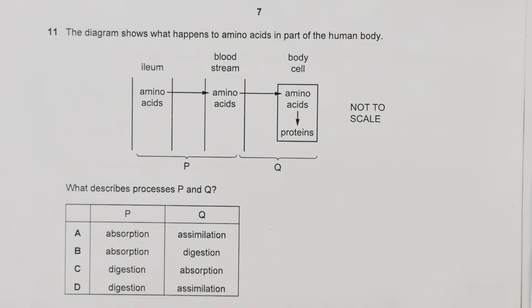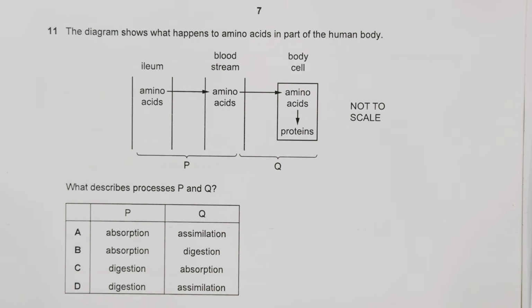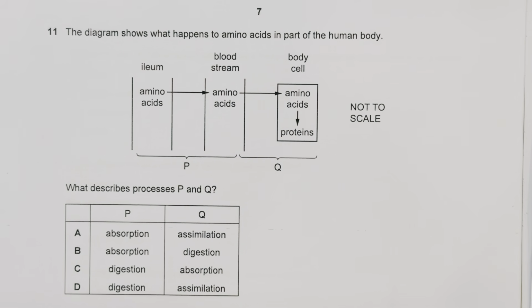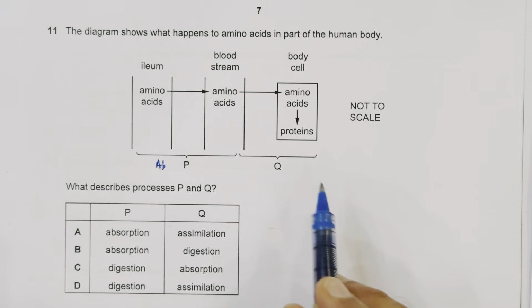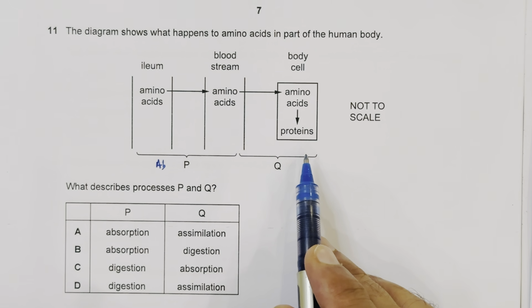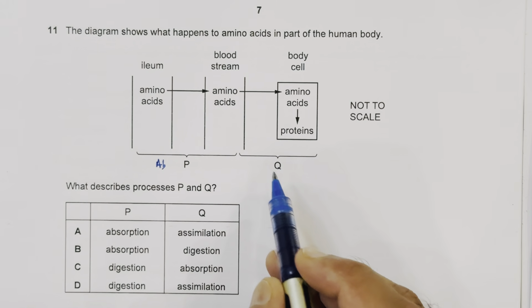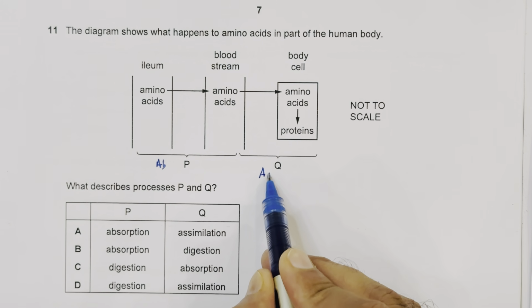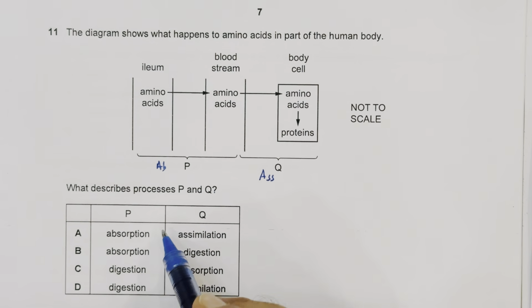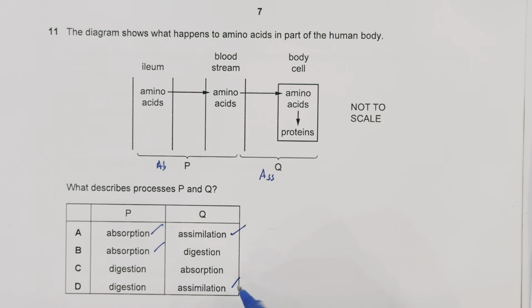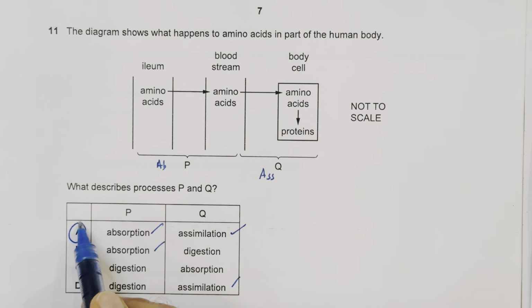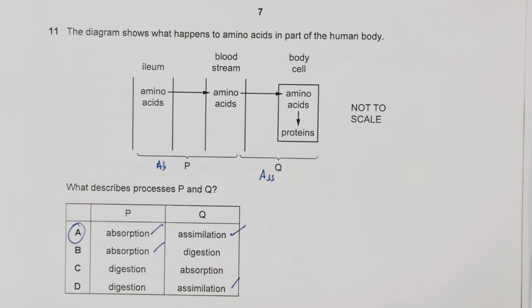11 is that the diagram shows what happens to the amino acid in part of a human body. Okay, ileum amino acid, bloodstream amino acid, body cell amino acid to protein, part P and part Q. We know that at part P absorption should take place. Okay, at part Q it should be assimilation when amino acid changes into protein. So this is called assimilation. So option number A and B is carrying absorption and assimilation is carried Q. So option number A is carrying both the right boxes. So A is the right answer here.